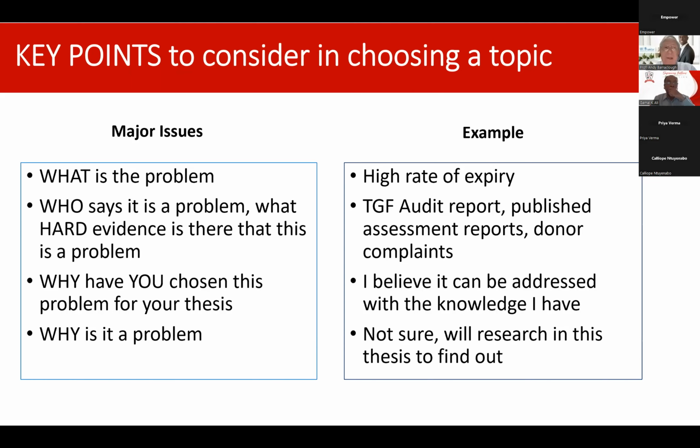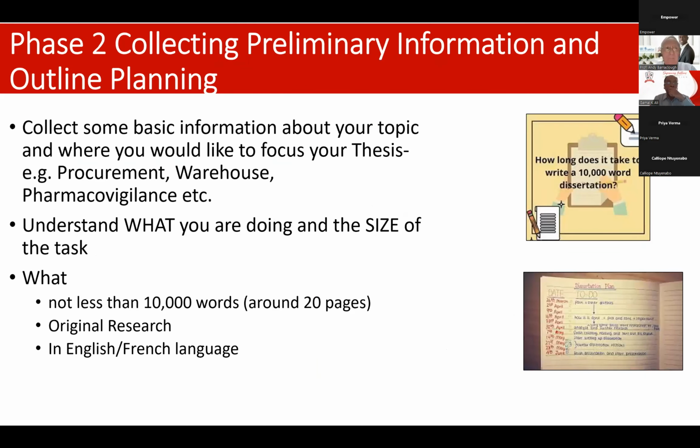What's the evidence for it being a problem? Well, think about these different areas. What's the problem? What's the evidence for it being a problem? Why have you chosen it? And why do you think it's a problem? That's phase one, starting to choose the problem, looking at the background information and evidence that's available.